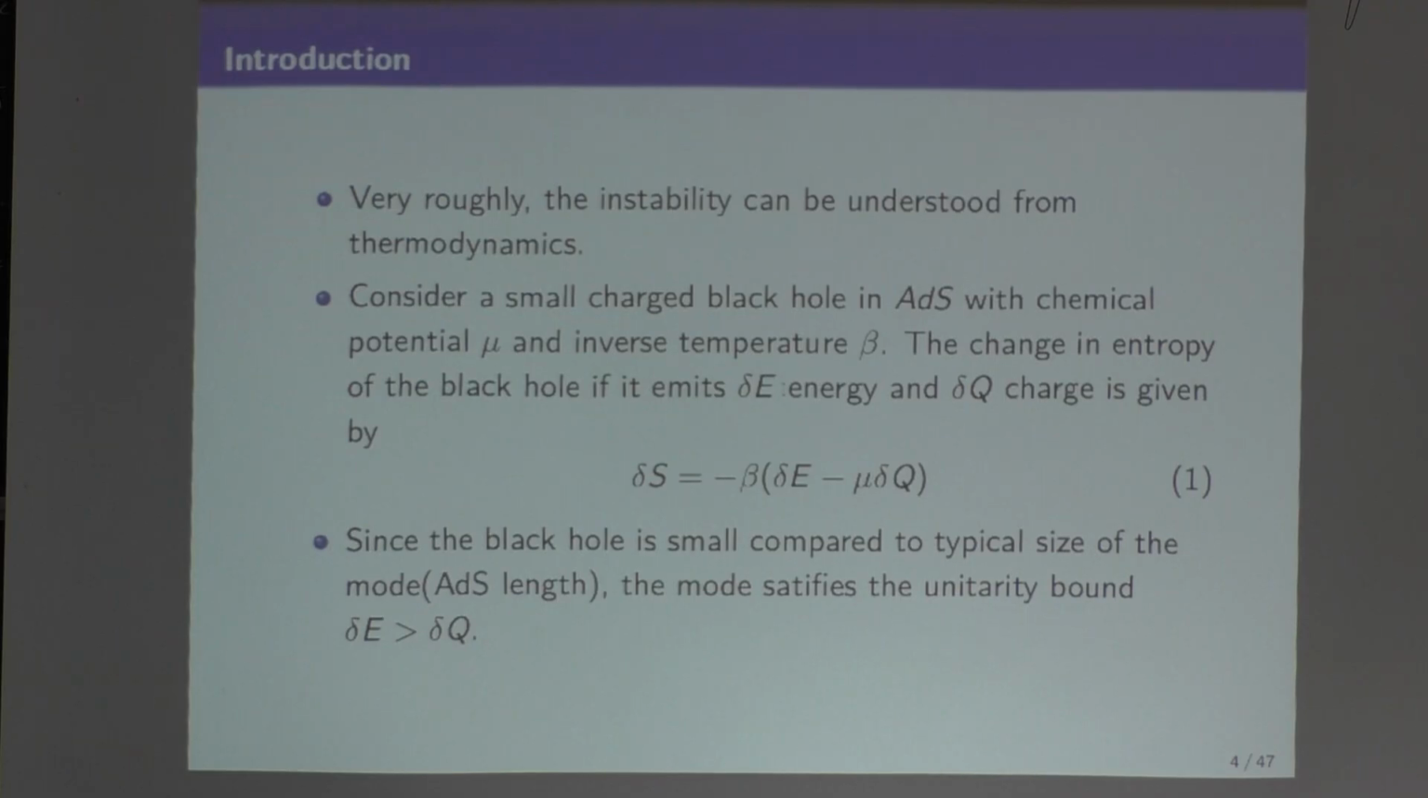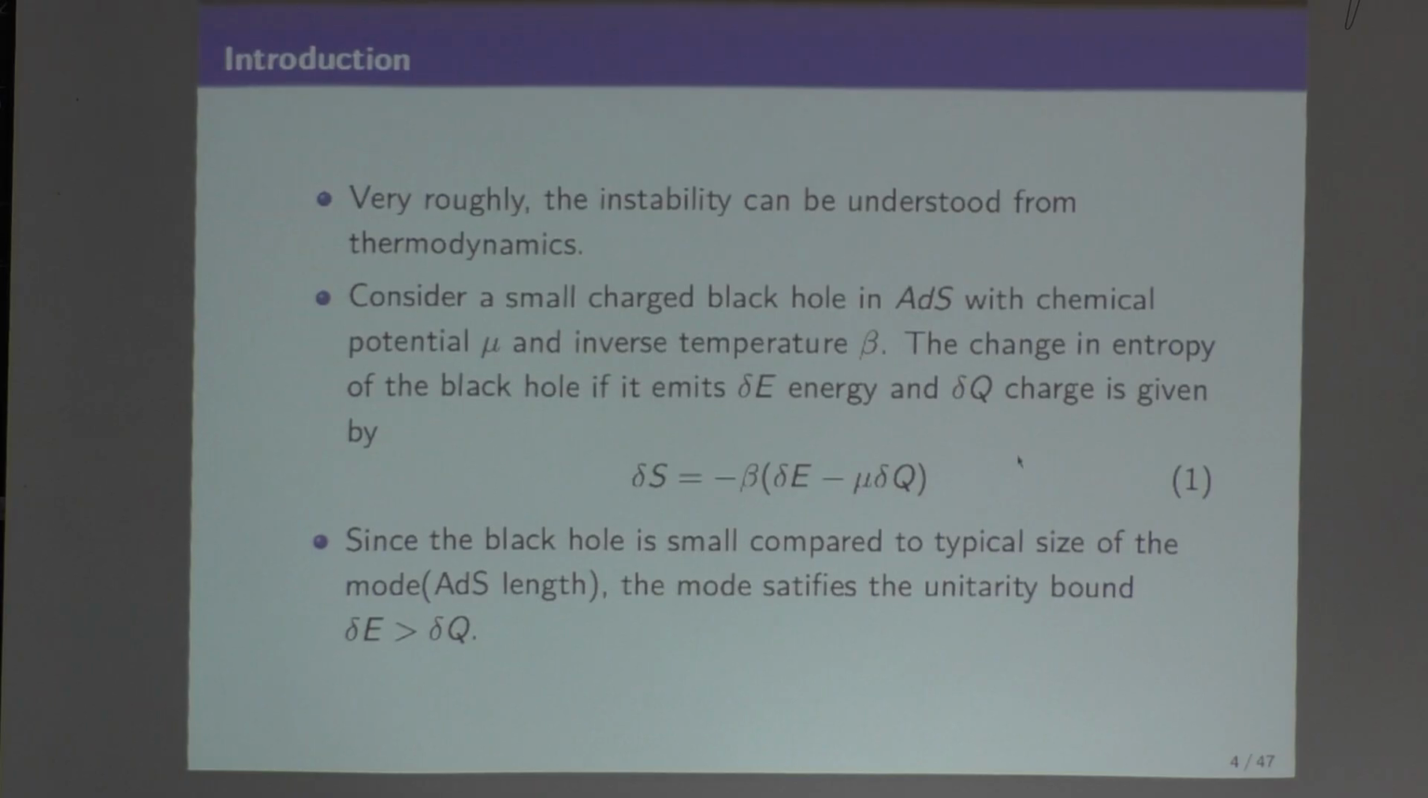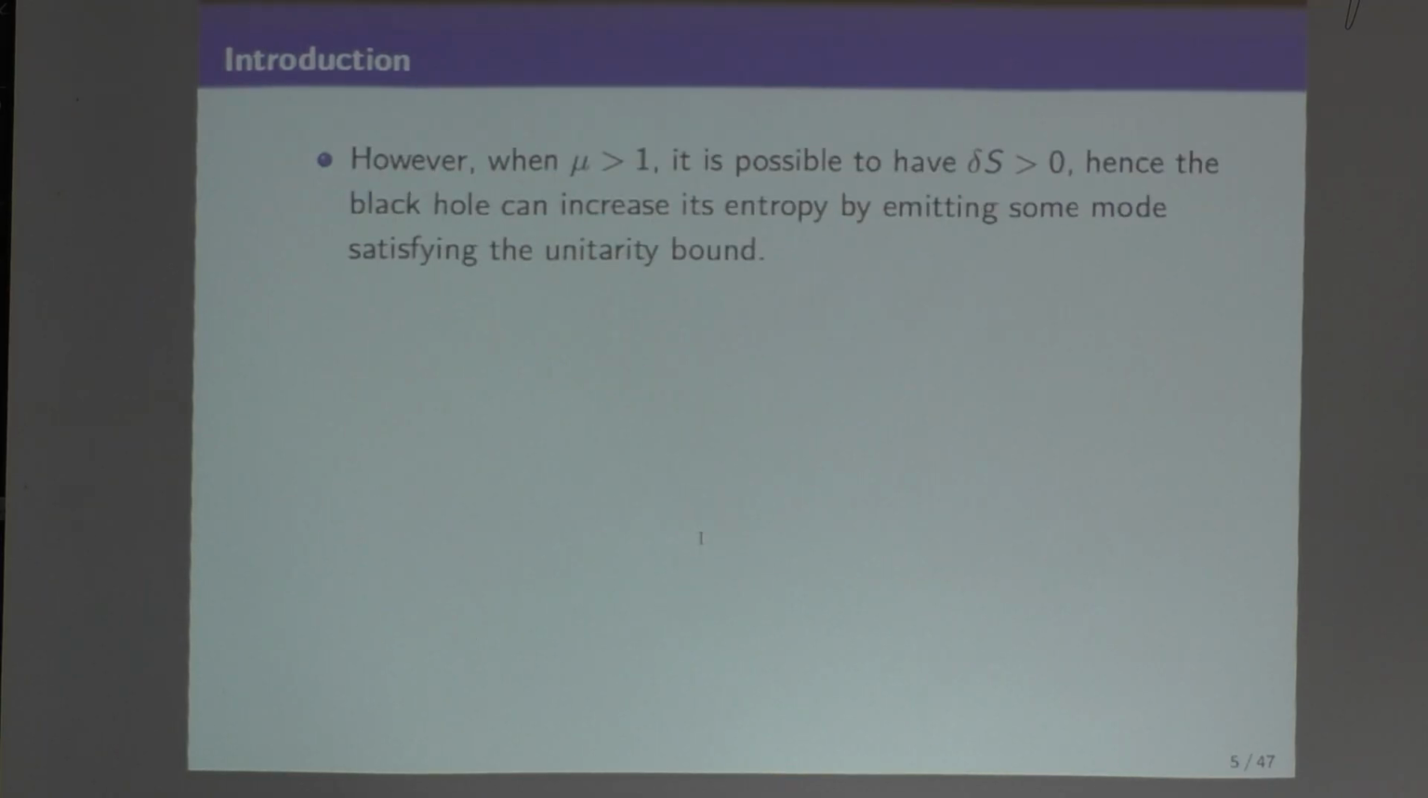Therefore notice that if mu is less than 1, then the right hand side is always negative. That means that whenever you emit such a mode, you cannot increase the entropy of the black hole. So the black hole is entropically stable against emission of this mode. However, when mu is greater than 1, you can emit such a mode which has, let's say, delta E equal to delta Q, something which saturates the bound, and then you can increase the entropy of the black hole. So this is like the second law of thermodynamics. The system wants to increase the entropy by emitting such modes when mu is greater than 1.